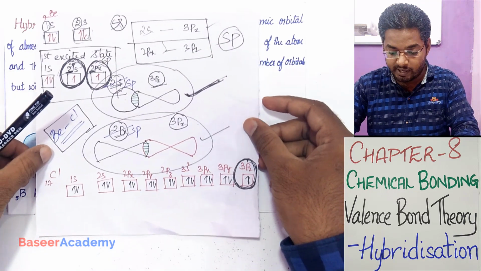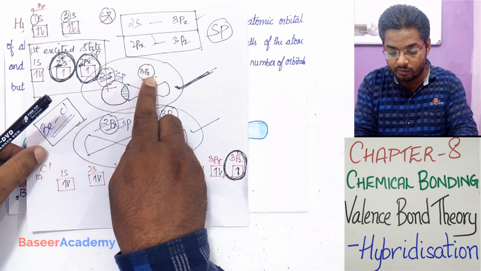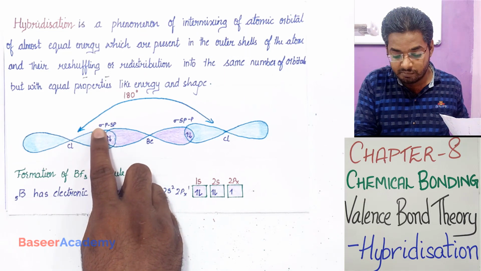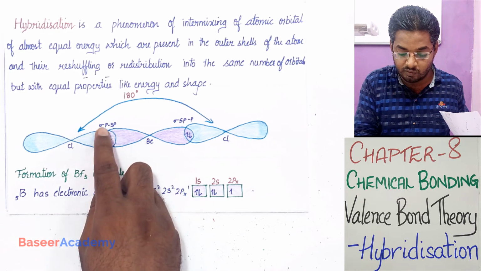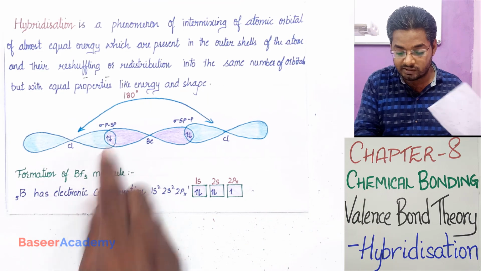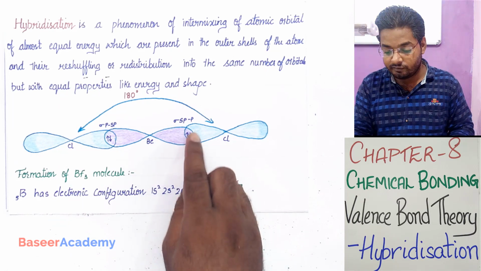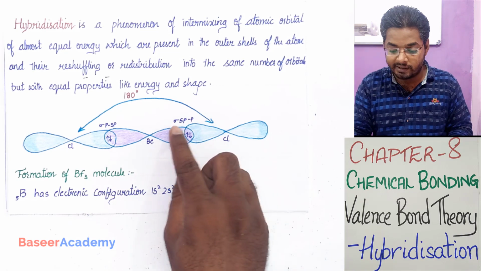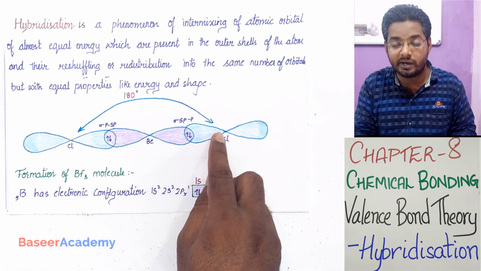Now in beryllium chloride molecule formation, the sp hybrid orbital is overlapping with the p orbital of the first chlorine atom. So a sigma bond is formed between sp and p. The sp hybrid orbital of beryllium is overlapping with the p orbital of chlorine, and it forms a sigma bond because they are overlapping end to end. And then again, the sp hybrid orbital of beryllium overlaps with the p orbital of the second chlorine atom end to end, and it again gives us a sigma bond. So beryllium forms two bonds with the two chlorine atoms.